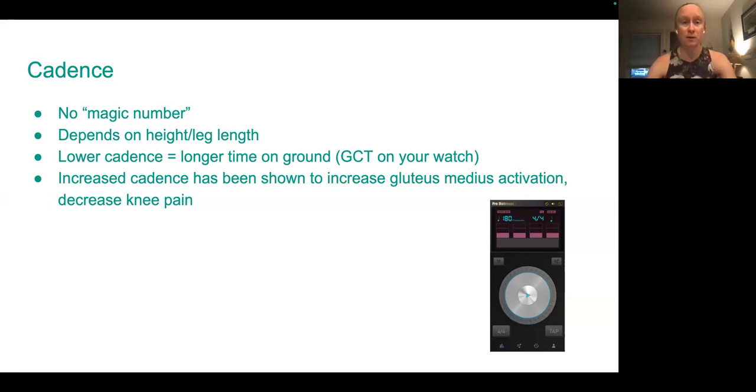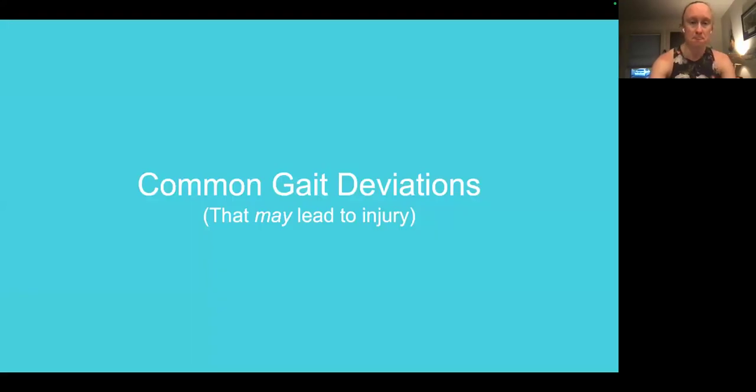But cadence is something we'll manipulate quite often. And so we're going to talk about in what scenarios I might do that as we keep moving through the presentation here. But the most important takeaway is there's no magic number. It depends on you. And I won't always change people's cadence if I don't feel like it's going to change the aspect of running form that I see as a potential problem.